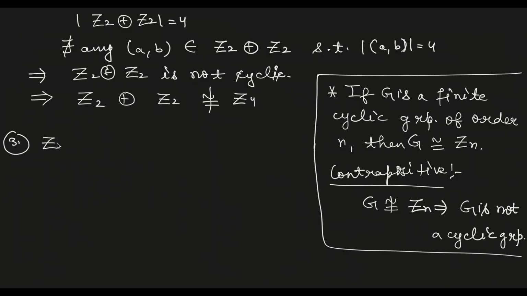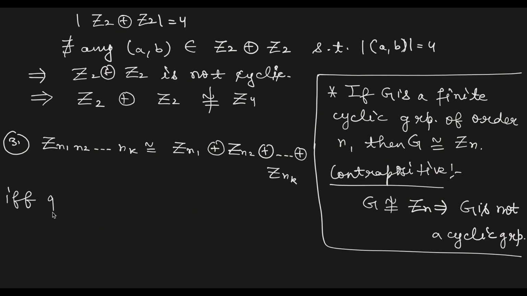Next, Zn1 direct sum Zn2 direct sum ... direct sum Znk is isomorphic to Zn1 direct sum Zn2 direct sum Znk if and only if GCD of Ni, Nj is 1, for all i not equal to j, 1 less than or equal to i, j less than or equal to k.